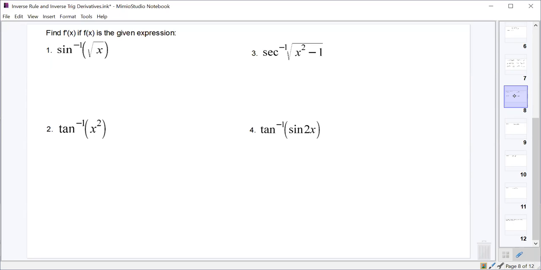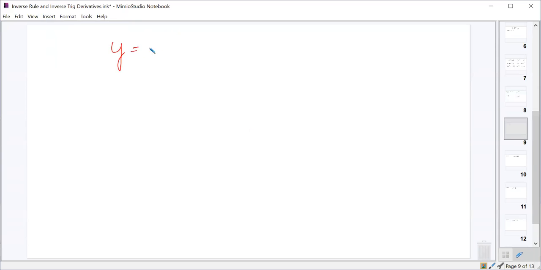We want to find the derivative of the inverse sine of root x. And I'm just going to give us a new page for this. So it's the inverse sine of u, isn't it? With u equal to root x. Everybody agree with that? Yes. All right, and what should our derivatives be then?